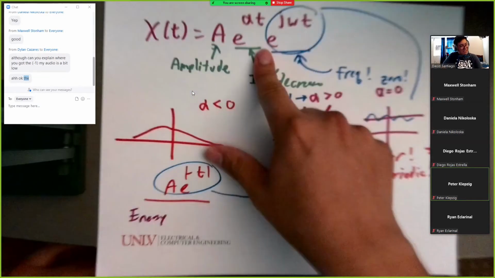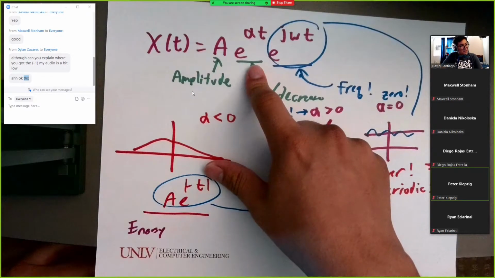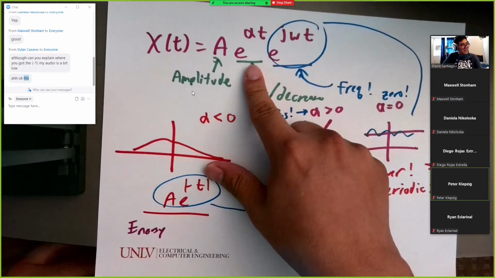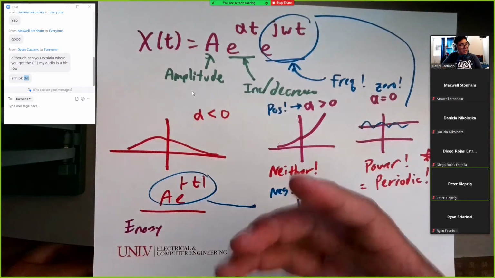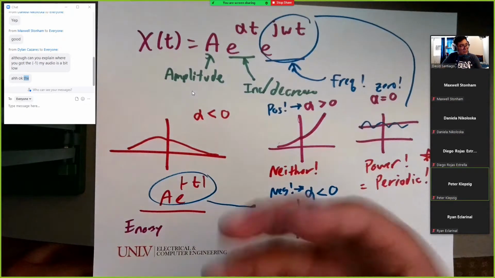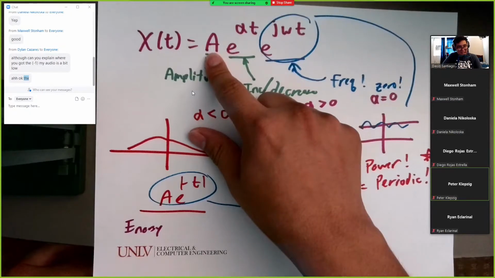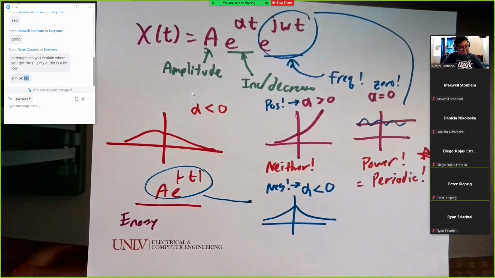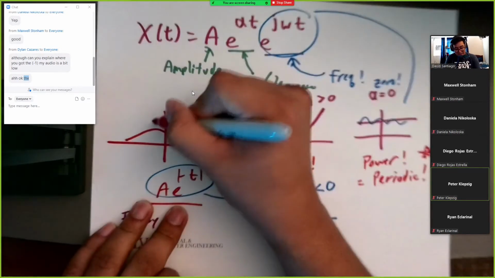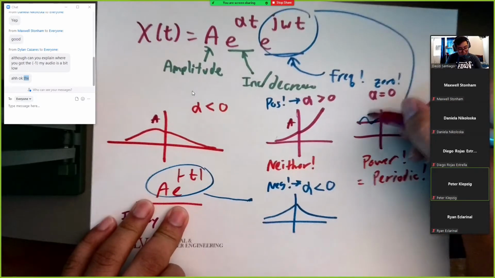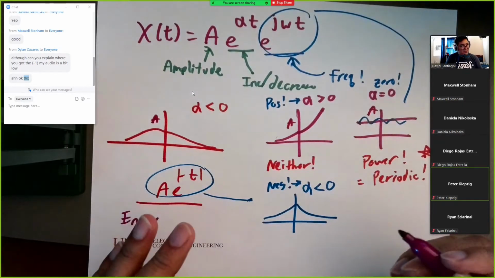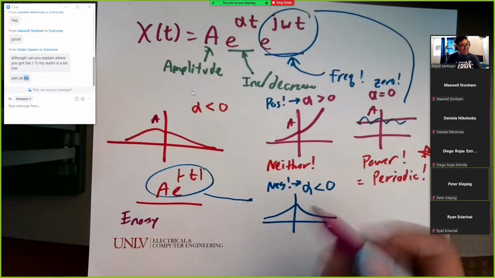If Dr. Stewart were to give you this on the exam, can you figure out how to make it a power signal? Can you figure out how to make it an energy signal? Do you understand what this term is? This is just an amplitude. So your DC term or your gain, alpha, it's always there. Every signal has an amplitude.